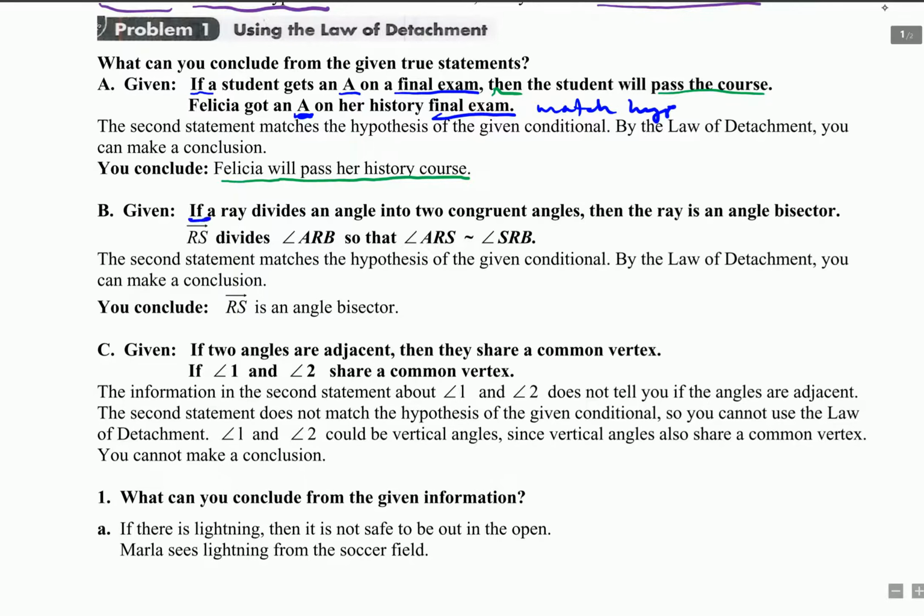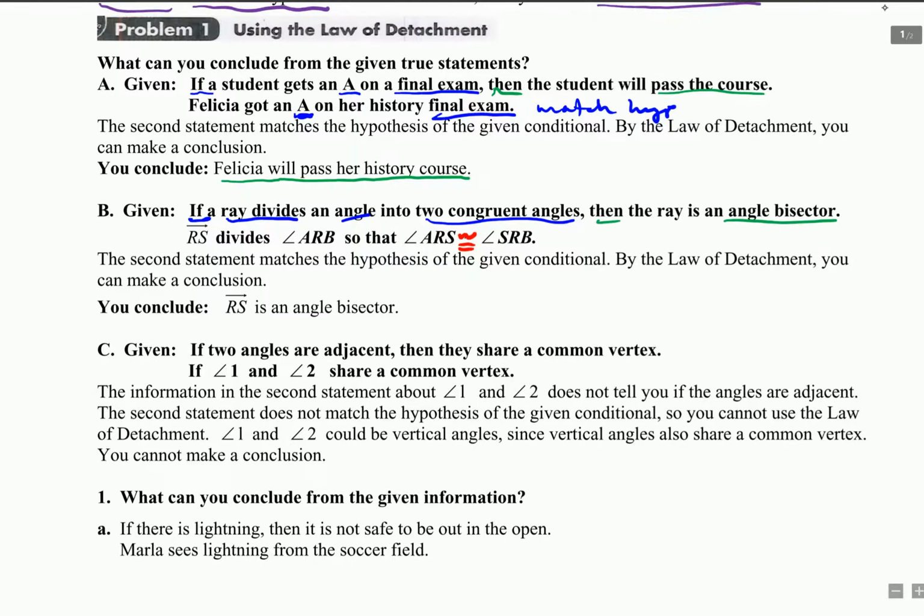If a ray divides an angle into two congruent angles, that's our requirement, then the ray is the angle bisector. So let's look at what we're given here. Ray RS divides angle ARB, so that angle ARS, this should say congruent, so that angle ARS is congruent to angle SRB.